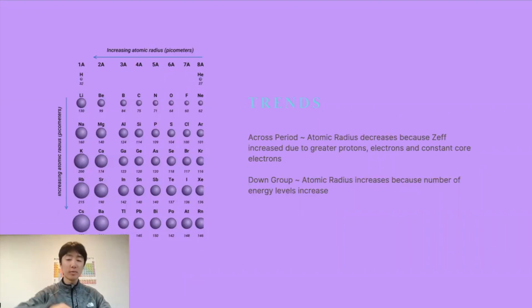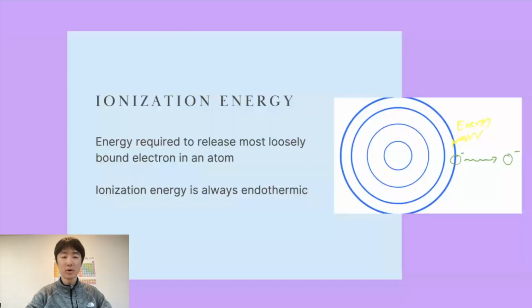And as you go down the group, the atomic radius increases because the number of energy levels increases. So that's kind of straightforward. Second, ionization energy, right?